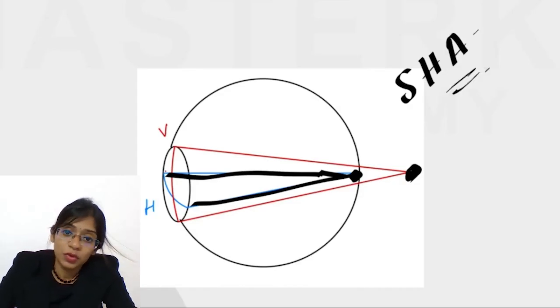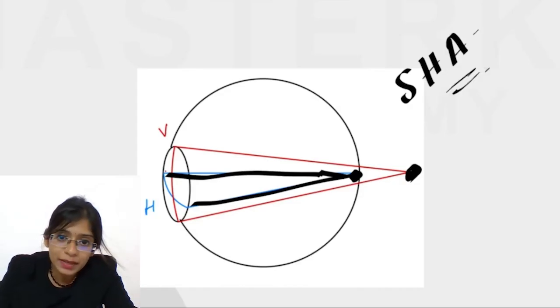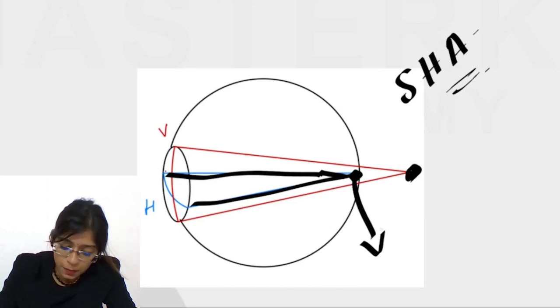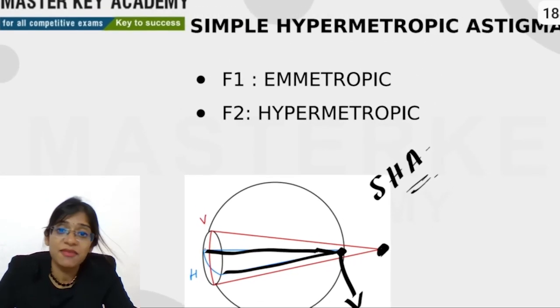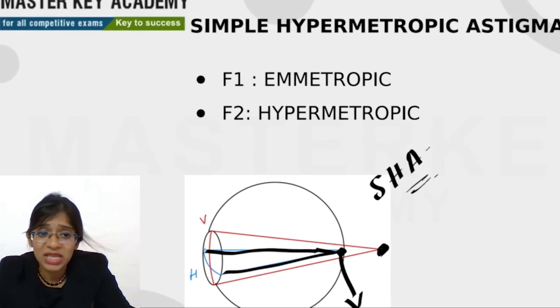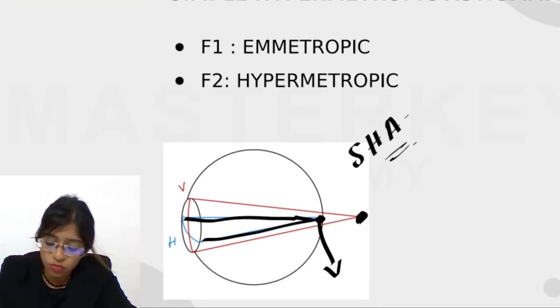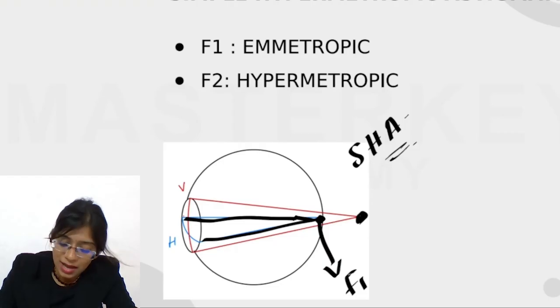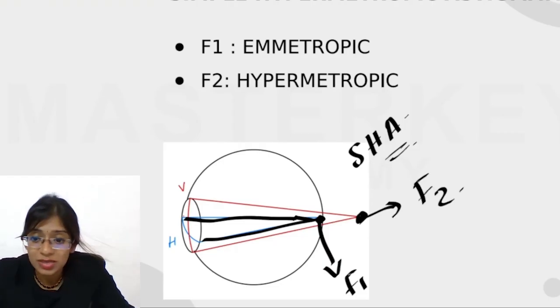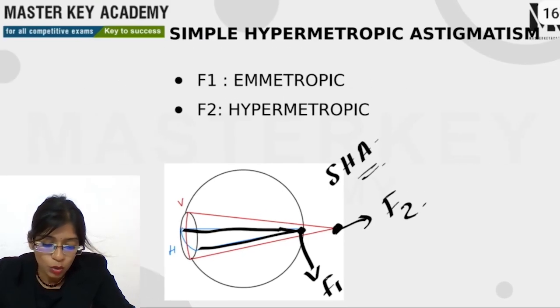Now you tell me which is normal here. I have written F1 and F2. F1 is emmetropic, F2 is hypermetropic. So you tell me which is F1. Emmetropic means normal eyes. So F1 is this, and this image formed here, that is your F2, which is hypermetropic. Understood? Simple. Moving on.